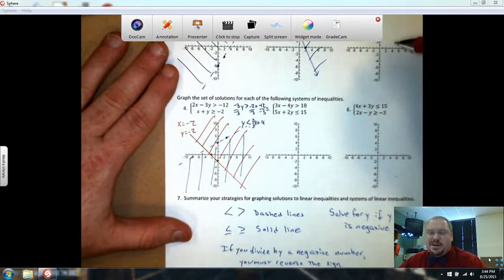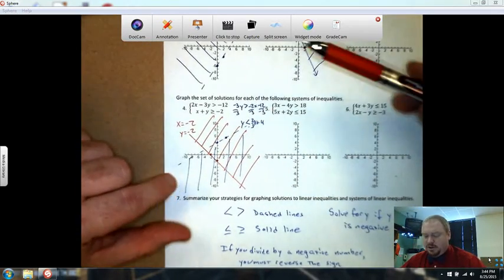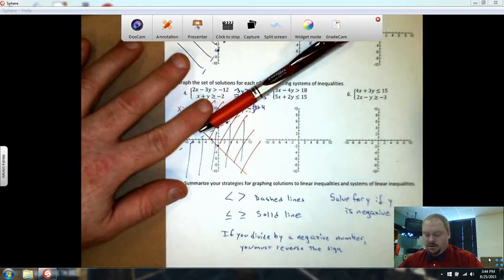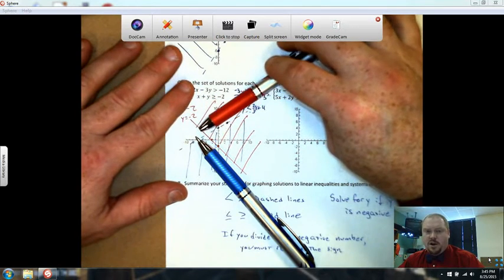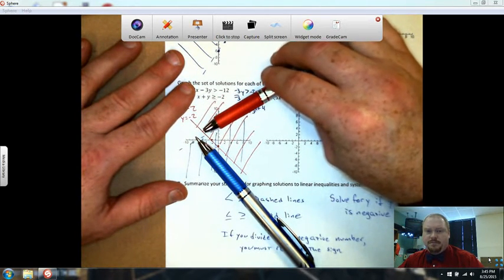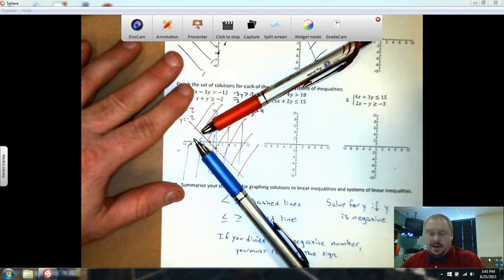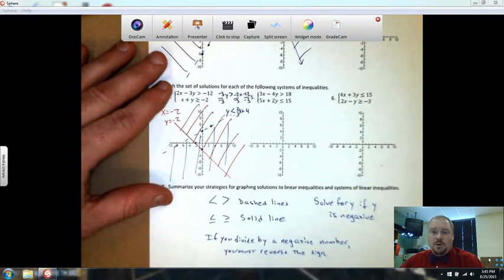And my solution is where these overlap. So it's this region in here. That's where the shading overlaps. It's this region enclosed right here. Now, that's important for what we have coming up. So I shall do one more of these for you.